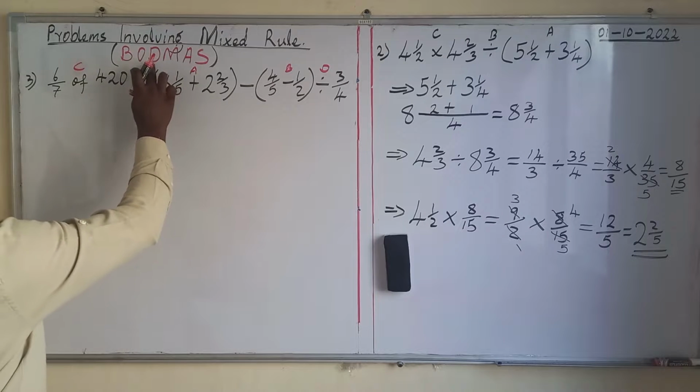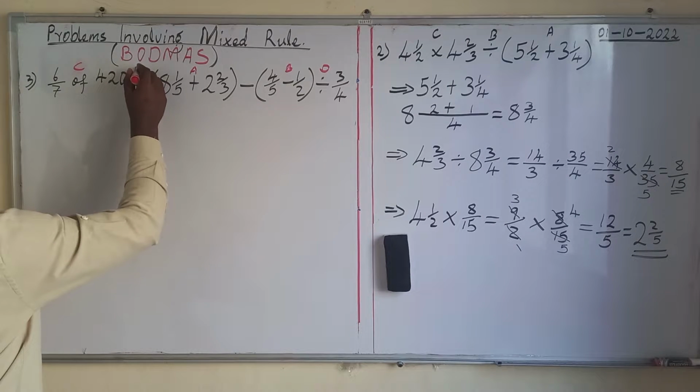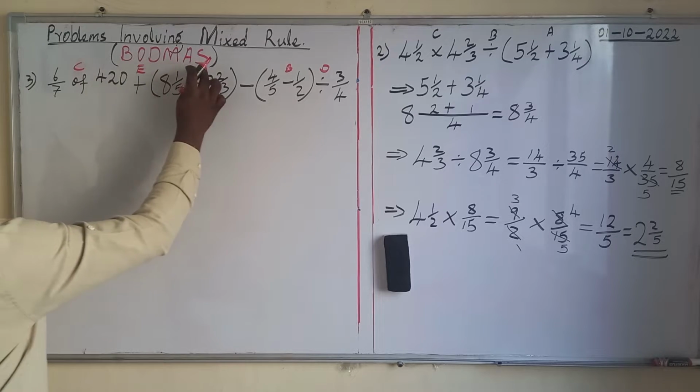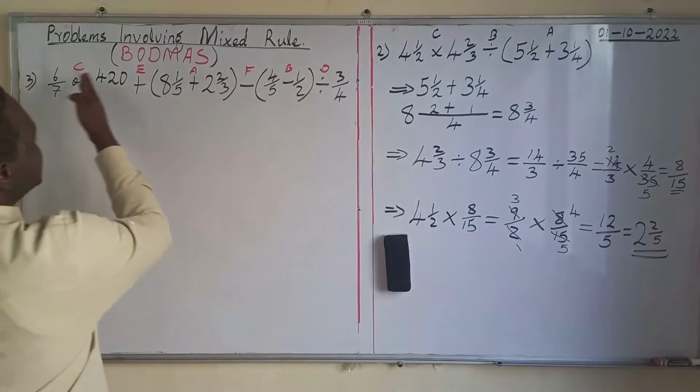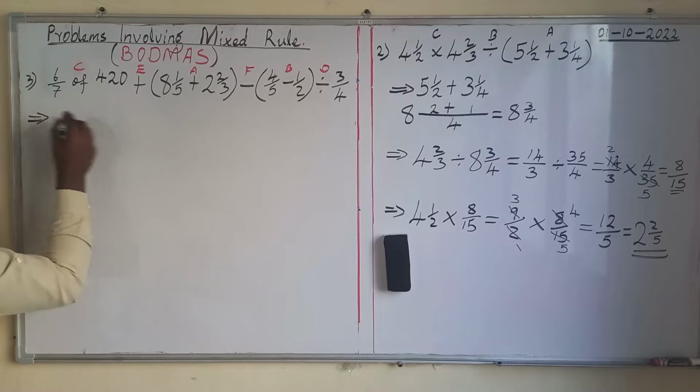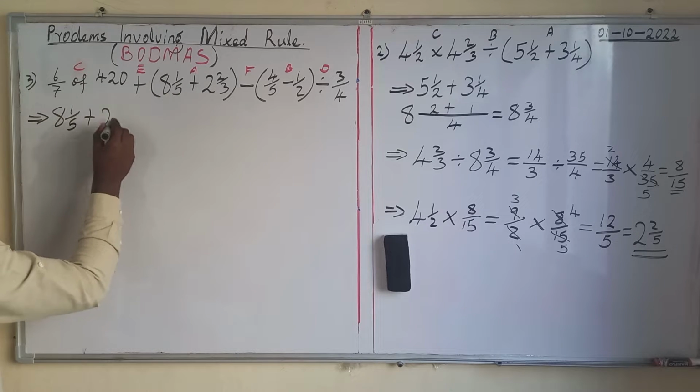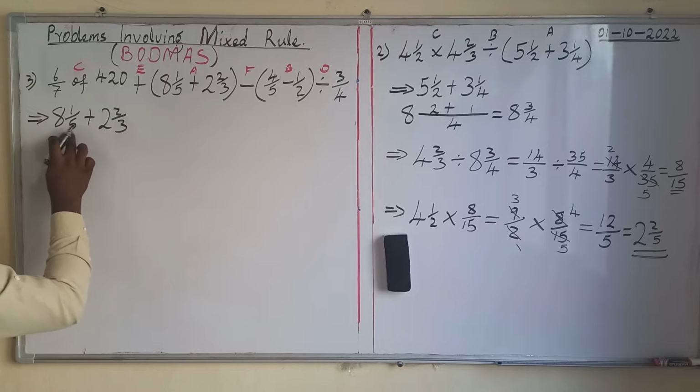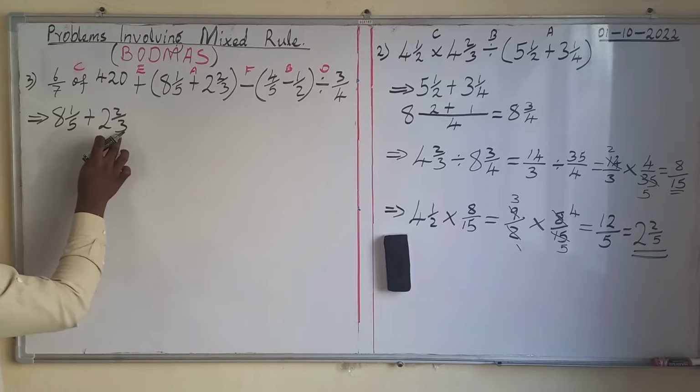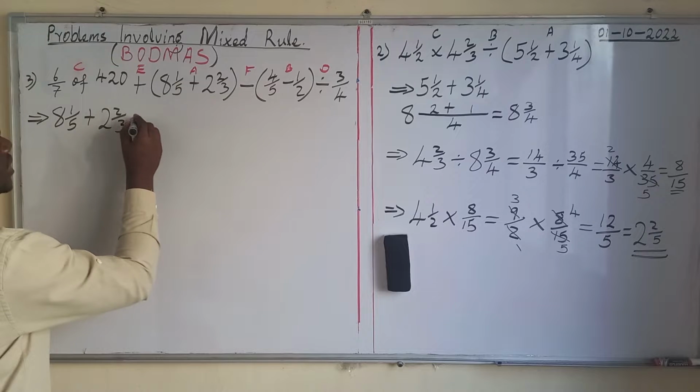We don't have multiplication, and we have addition here, which is E, and the last is subtraction, F. This is the order in which we are going to solve. We start with A, which is 8 and 1/5 plus 2 and 2/3. This has different denominators, and so we have to find the LCM.